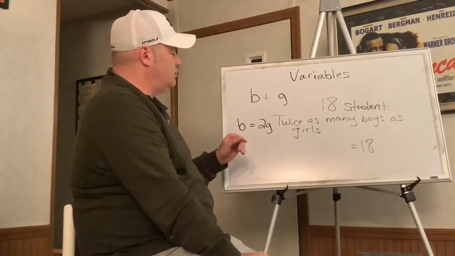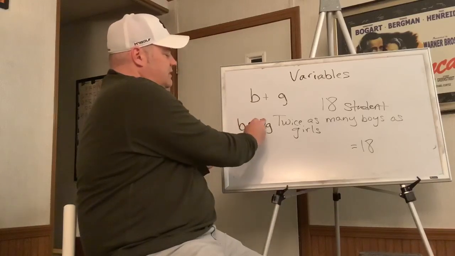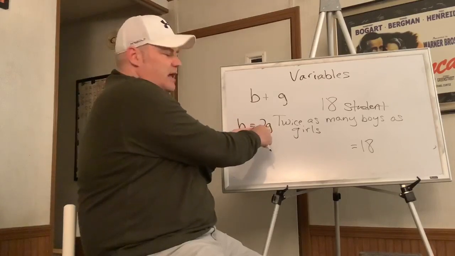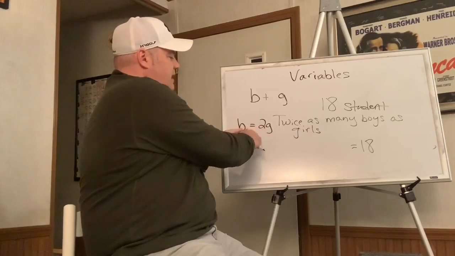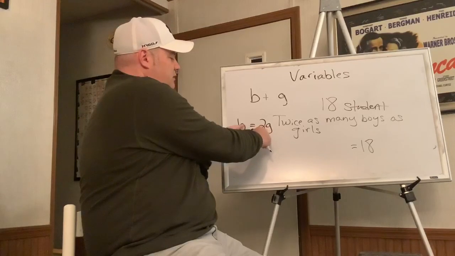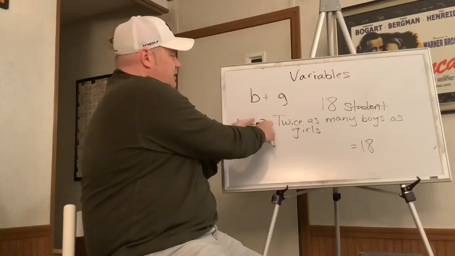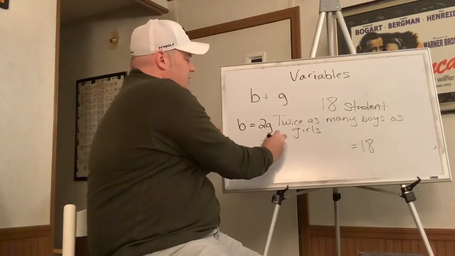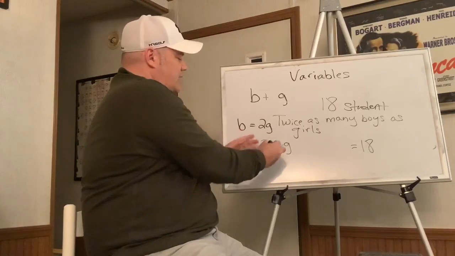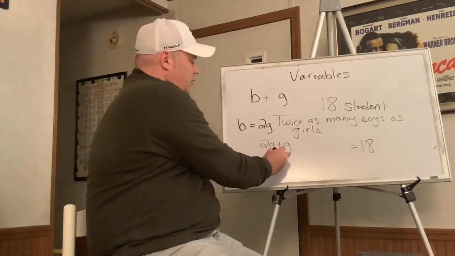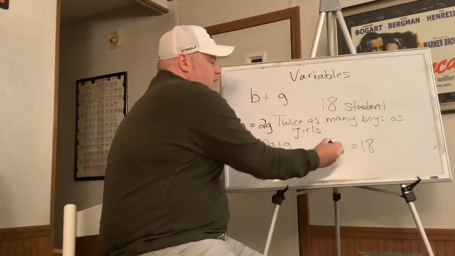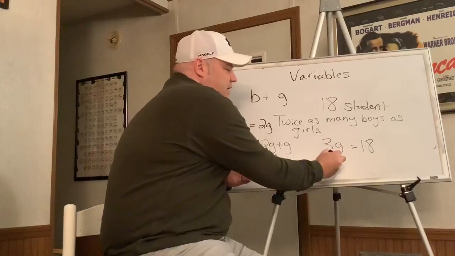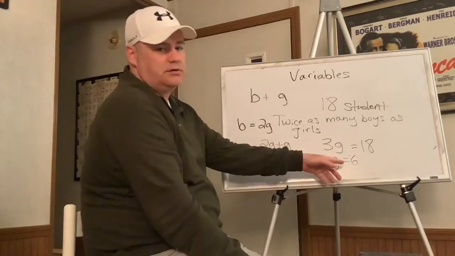So now what I can do is say, okay, if B is equal to 2G, and you're going to learn how to do things like this later, but just so you see why I'm using letters, now I can say, okay, if these are the same thing, that 2 times the amount of girls gives me the amount of boys, I can take this and put it here. Instead of using B, I can use 2G, and now my problem becomes like that. And now you're going to learn later on that I can combine those, and so 3G gives me 18. Then you'll learn how we can solve that. I divide both sides by 3, and I find out that I have 6 girls.